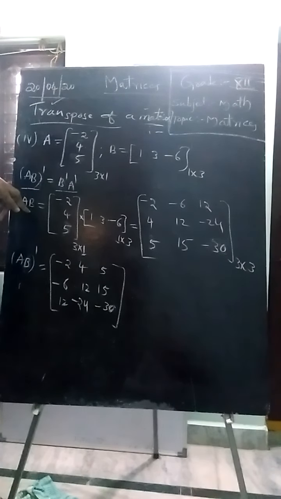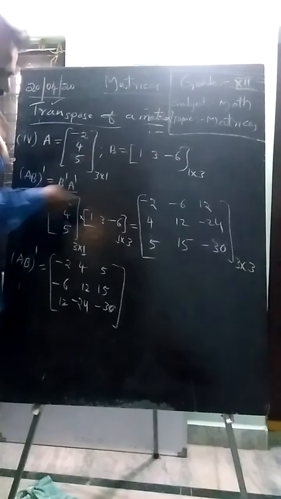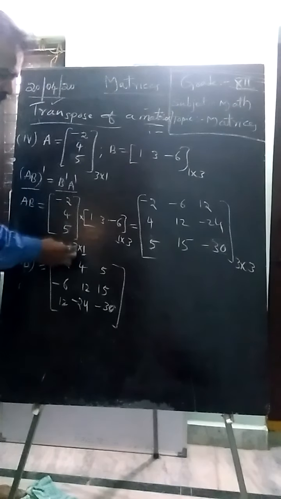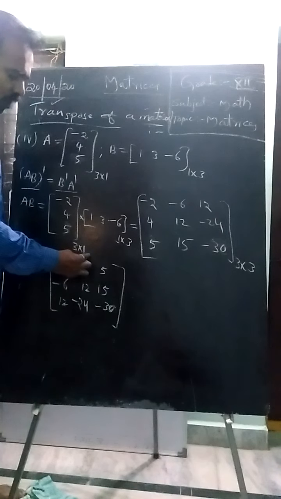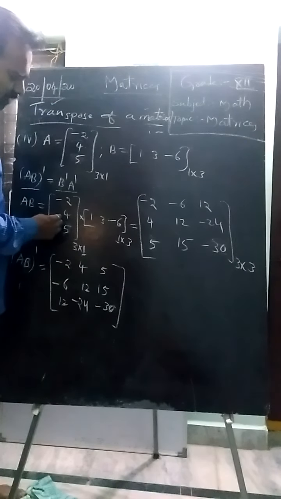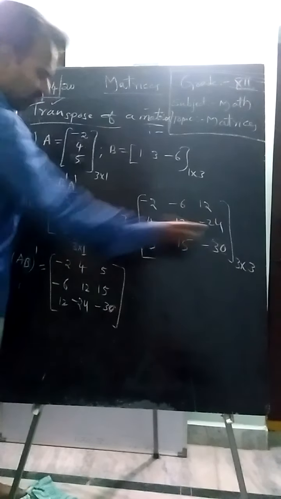Let us find AB. A matrix is minus 2, 4, 5 into B matrix is 1, 3, minus 6. We know row into column. Here these are rows, these are columns. So let us check whether the product is possible or not. Yes, possible, because the number of columns in the first matrix is 1 and the number of rows in the second matrix is 1. So the order will be 3 by 3.